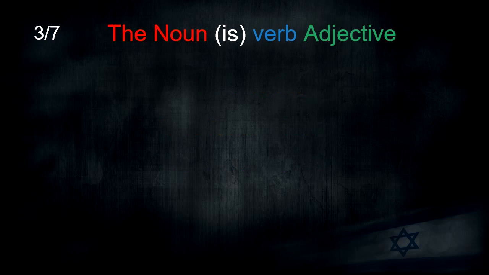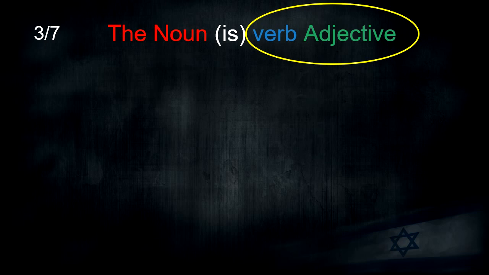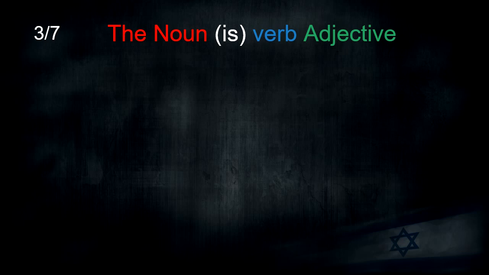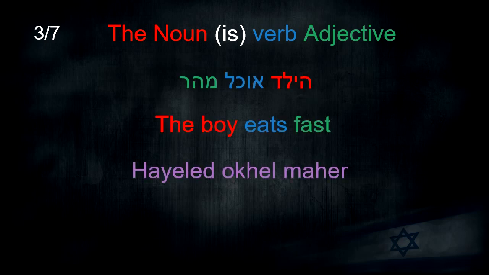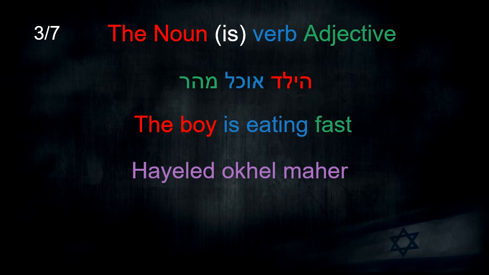The next structure is when we want to say a noun doing a verb and we want to describe the verb. So in English it will be the noun, verb, adjective, or the noun is verb, adjective. Again, in Hebrew we don't have the to be form in the present tense. For example, in English we'll say the boy eats fast, or in another tense, the boy is eating fast. In Hebrew we always say הילד, the boy, אוכל, eats, מהר, fast. הילד אוכל מהר.